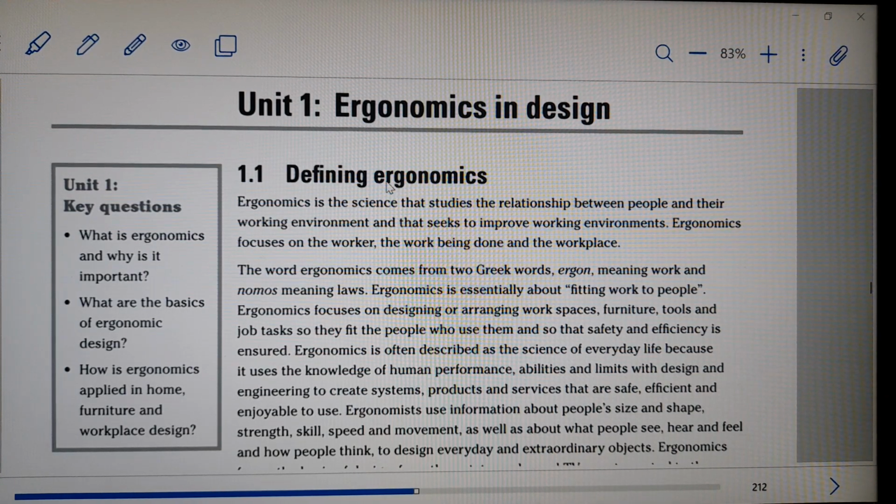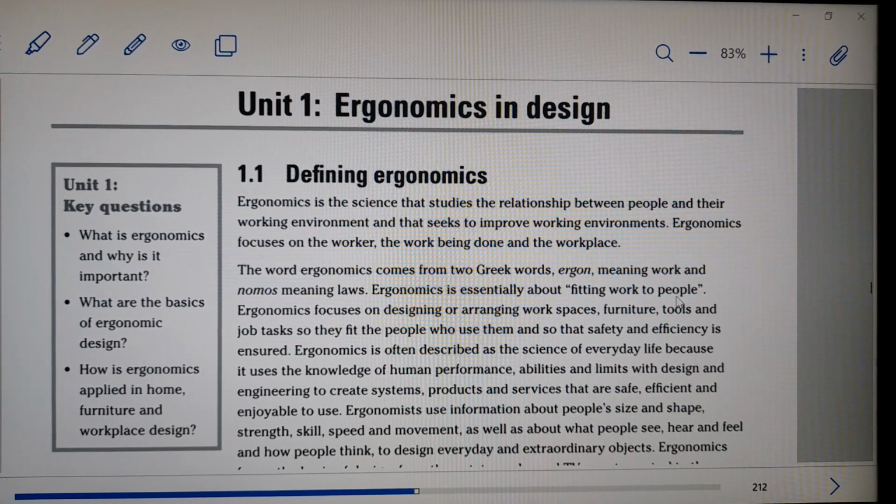Now we're going to start by defining ergonomics in detail. Ergonomics is the science that studies the relationship between people and their working environment and seeks to improve working environments. Ergonomics focuses on the worker, the work being done, and the workplace. The word ergonomics comes from two Greek words: ergon, meaning work, and nomos, meaning laws. So it is work laws.